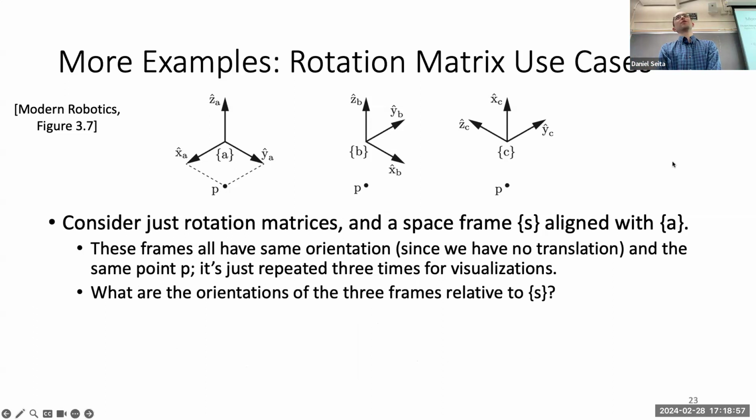All right, here's something a little more challenging. What are the orientations of the 3 frames relative to S? I'll let you think about it. Oh, by the way, the space frame is aligned with A. So the main typo here is I shouldn't say that they have the same orientation, only the same origin. I'll fix the slide after, then upload it later.